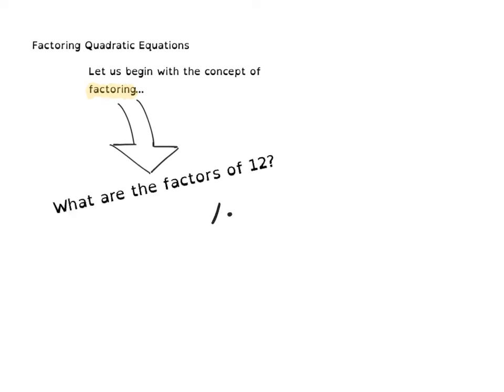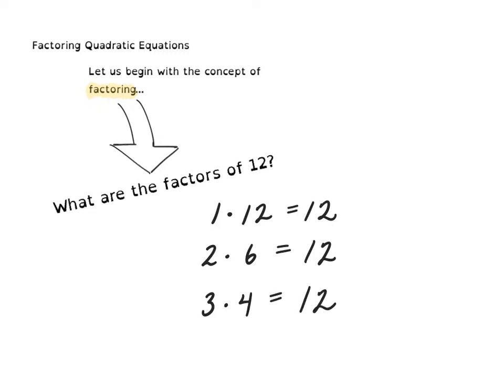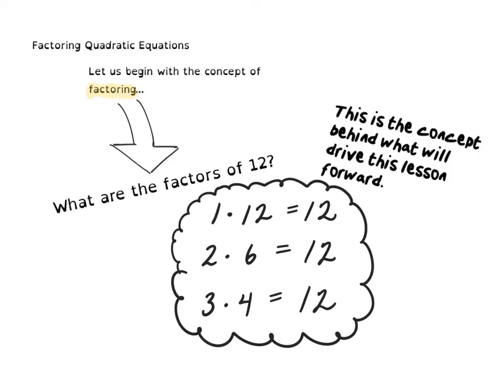So what are the factors of 12? You have 1 times 12, that's equal to 12. You have 2 times 6, that's equal to 12. And you have 3 times 4, that's also equal to 12. So this is the concept behind what will drive this lesson forward.